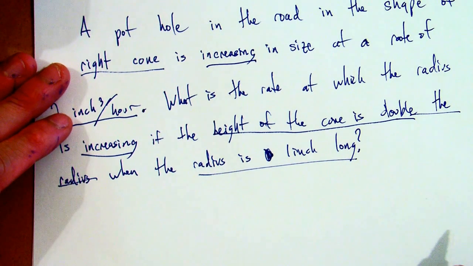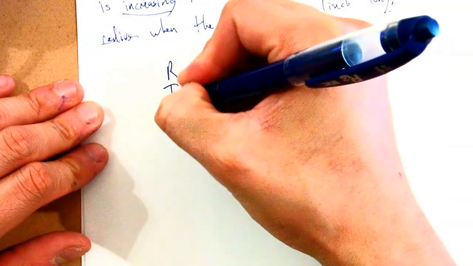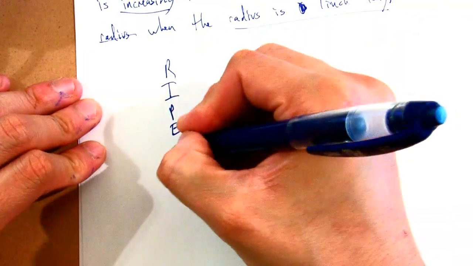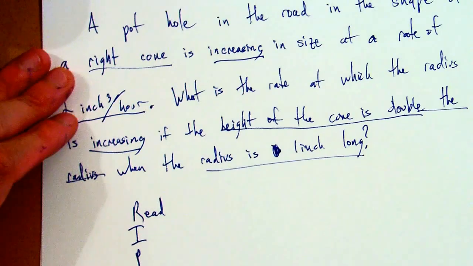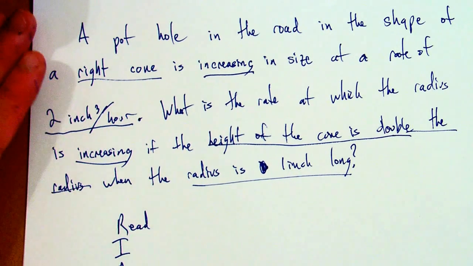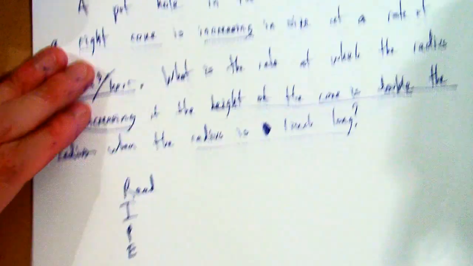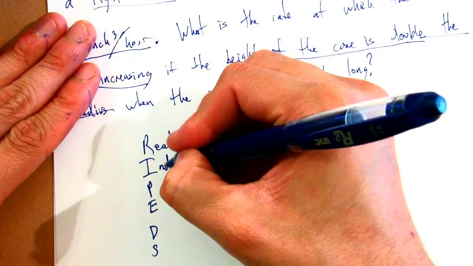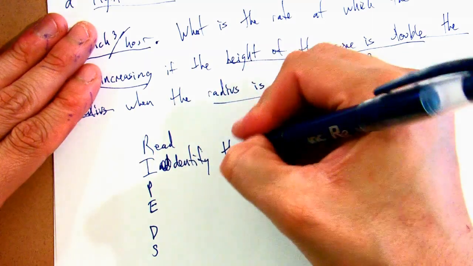So we're going to use the method over here of RIPDISK. So we're going to first read the problem. I read it here. You want to take a time to read it again. You can go ahead and pause it for that. And then you're going to identify the givens.